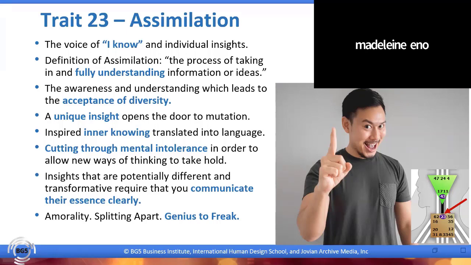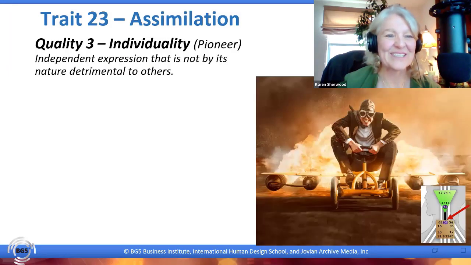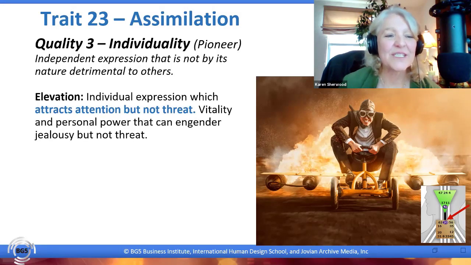Thanks. Yeah. And I don't know if any of you have the 23 in quality 3. I should say quality 3, sorry about that. Quality 3, which is individuality. Quality 3 is the pioneer. It's the independent expression that is not by its nature detrimental to others. And so if we take a look at what the elevation is, it's the individual expression which attracts attention but not threat, vitality and personal power that can engender jealousy but not threat.